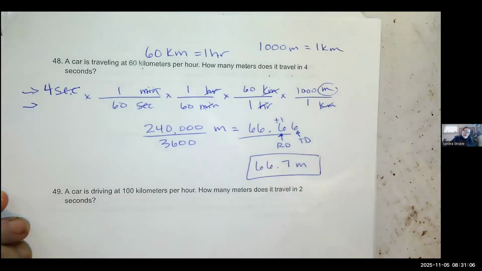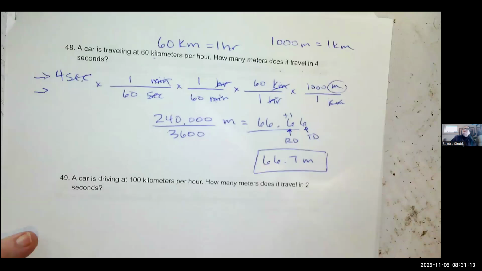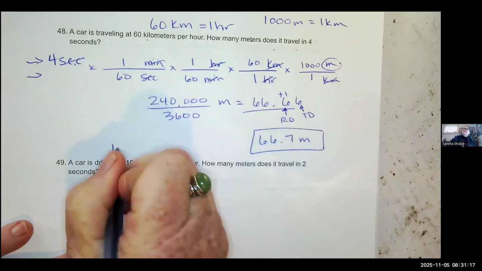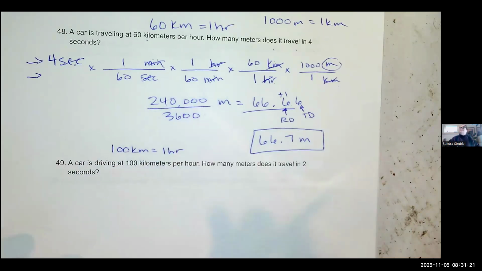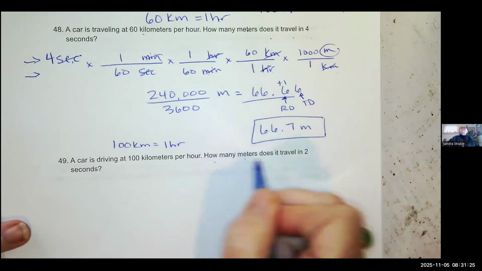Okay. A car is driving at 100 kilometers per hour. This looks to be the same type of thing. I'm going to want you to pause the video and attempt this one yourself. 100 kilometers is equal to 1 hour. All right, go ahead and pause the video and then I'll come back to see how you did. How many meters does it travel in 2 seconds? The same exact problem.